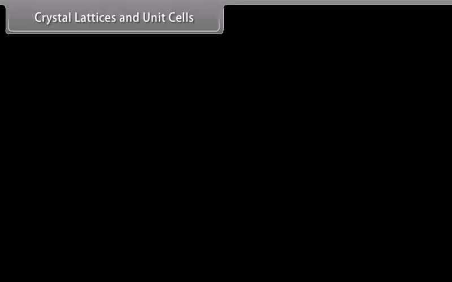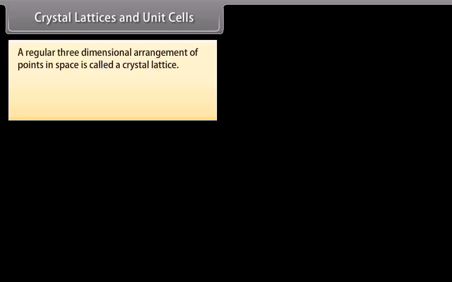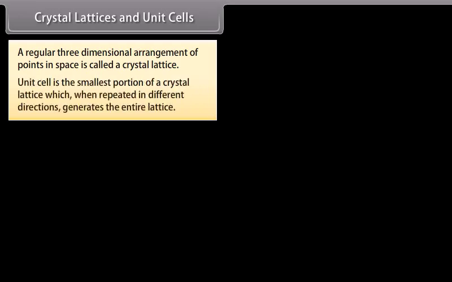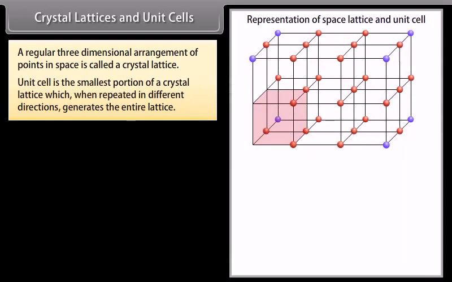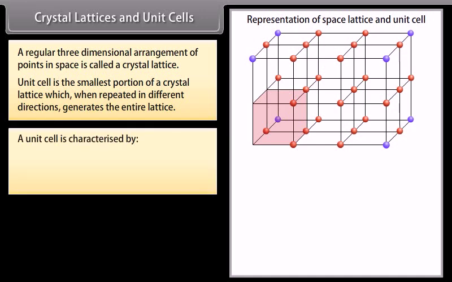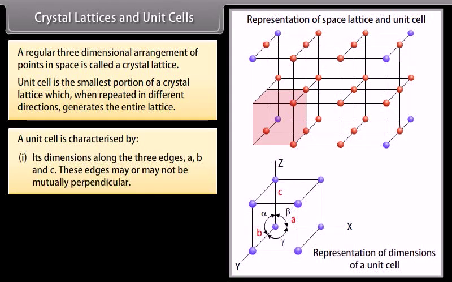Crystal lattices and unit cells. A regular 3-dimensional arrangement of points in space is called a crystal lattice. Unit cell is the smallest portion of a crystal lattice, which, when repeated in different directions, generates the entire lattice. A unit cell is characterized by 1. Its dimensions along the 3 edges a, b, and c.